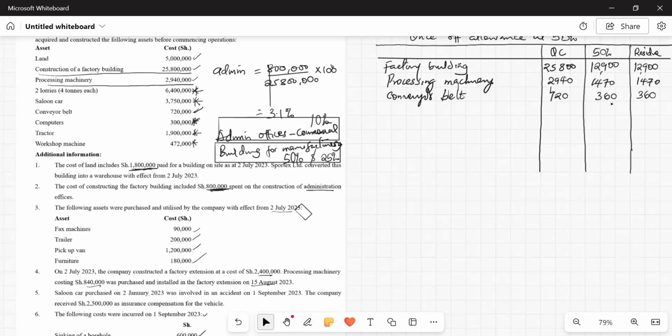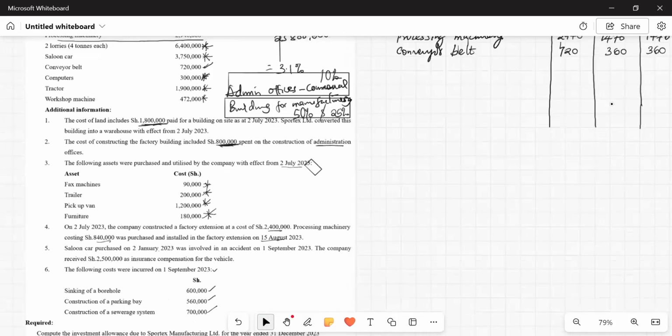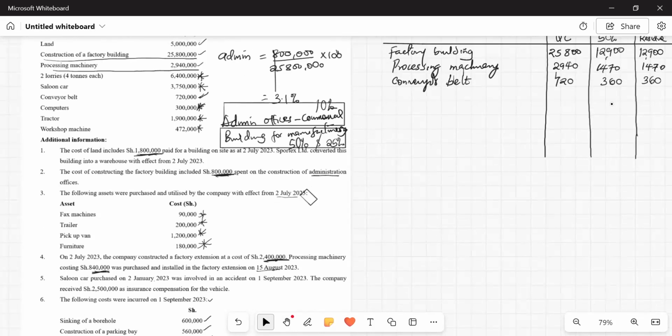In number three, the following assets were purchased and utilized from the second of July. These items are fax machine, which does not qualify for one-off allowance. Trailer, does not qualify. Pickup, does not qualify. Furniture, does not qualify. When you go to number four, the company constructed a factory extension at 2.4 million. Processing machinery was installed into it at 840. So we have two items there: manufacturing, factory building extension.